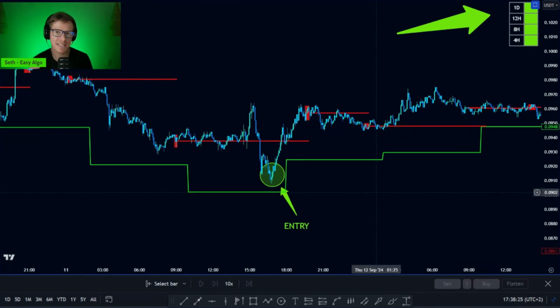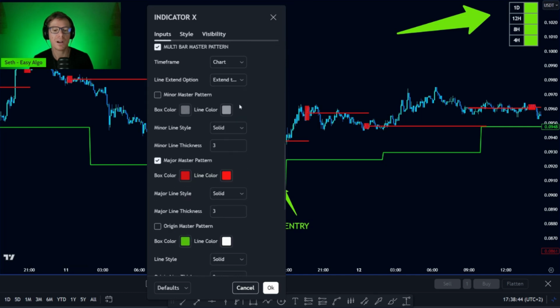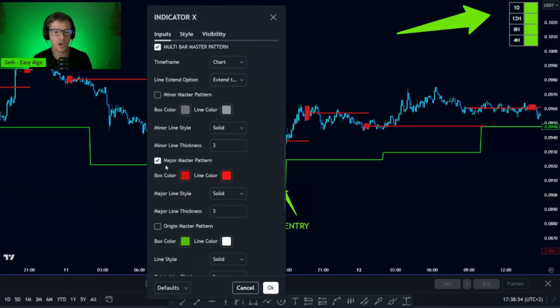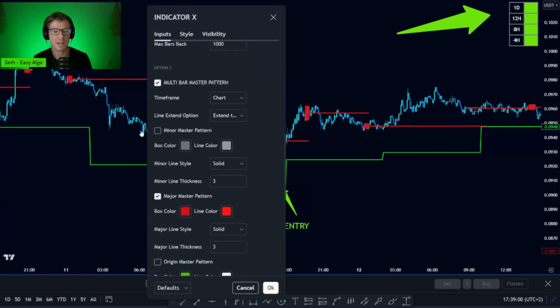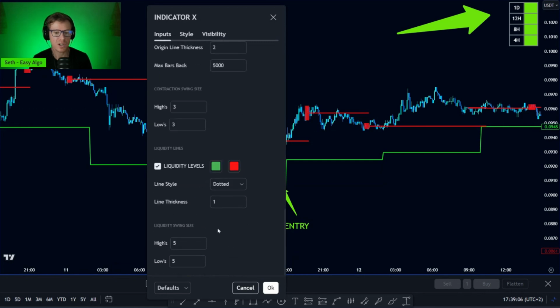Then I'm using the second indicator for my entries. I'm using Indicator X. Indicator X is the ultimate contraction tool that you'll ever use. It detects 3 levels of contraction: 2-bar contraction, 3-bar, and multi-bar contraction. In this example, I'm going to be showing you the multi-bar contraction. And for this example, I've turned on only the major master patterns. I've turned off the minor and I've turned off the origins. And then I'm just going to put on the liquidity lines.